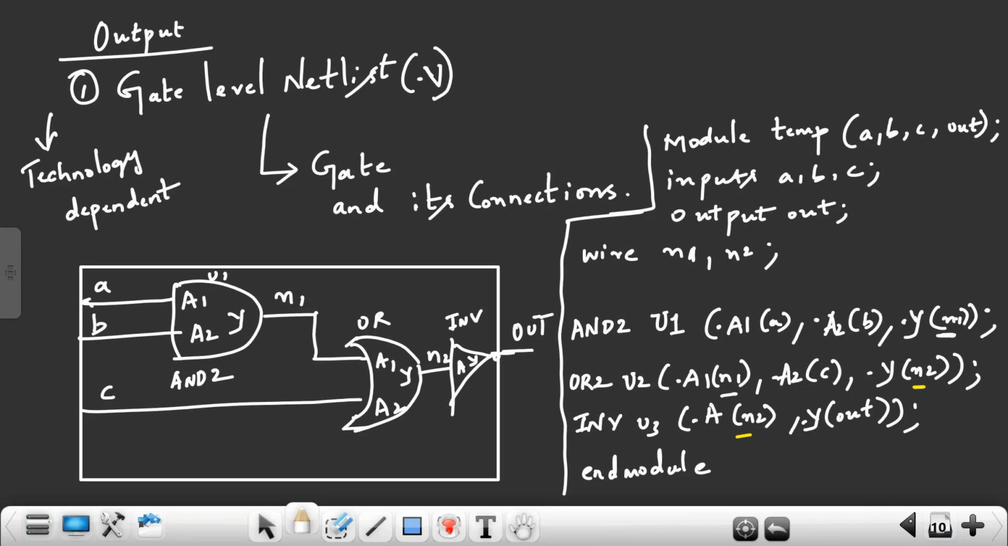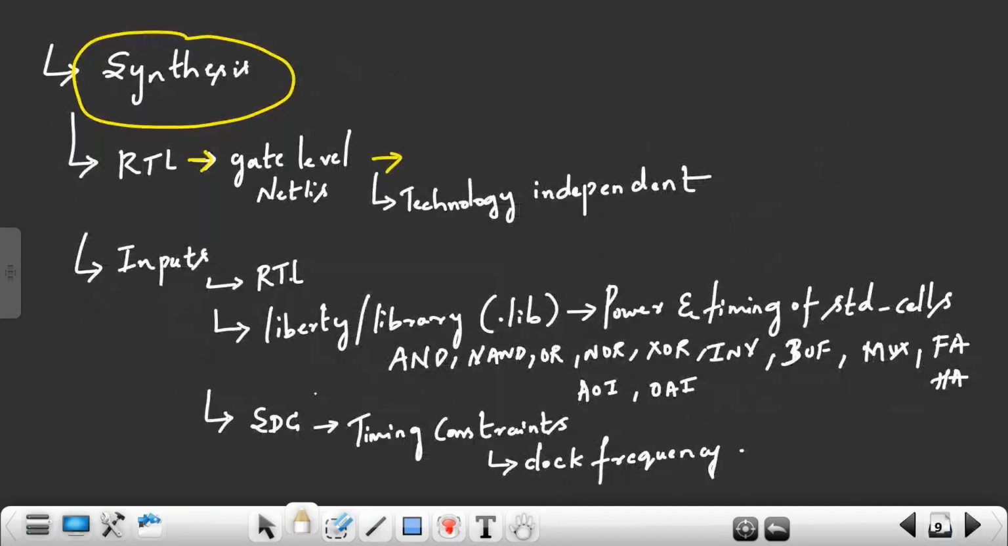What makes it technology dependent? Because liberty file is included in between. See how this liberty file is found. I will take a few minutes. Liberty file is found by full custom design team. There is a team called as what? Full custom design. This full custom design team will get the spice models. Spice models means MOSFET spice models, NMOS spice model and PMOS spice model. Spice models means mathematical model for NMOS, mathematical model for PMOS.